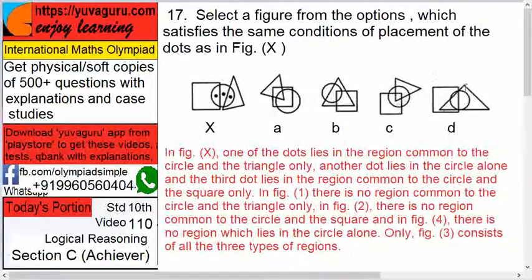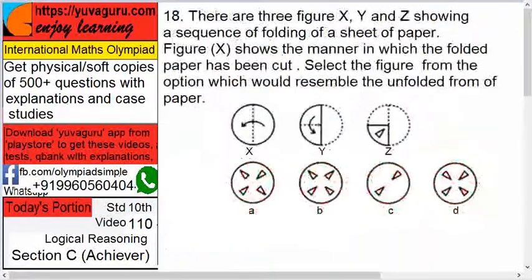Will D be satisfied? No. Why? Because D also has the same logic. There is no region which is common to, not common to. There is no region which has only circle. So D is gone. So only C will be the answer. You can call this 1, 2, 3 and 4 also if you want to check up with these given comments.